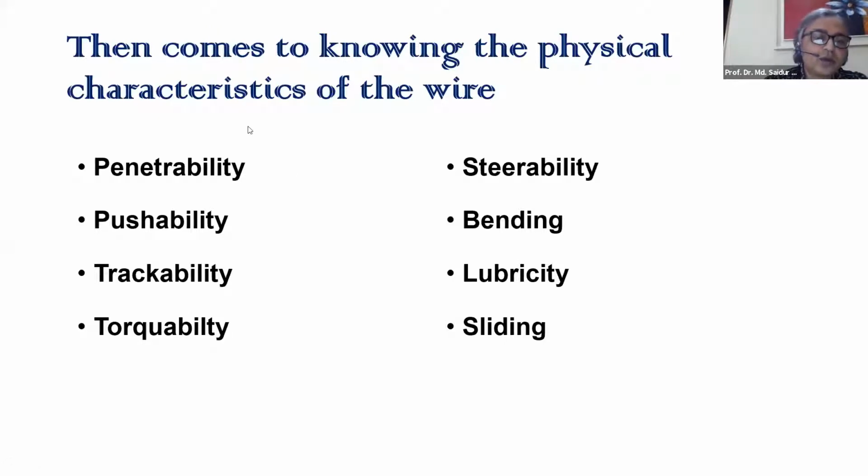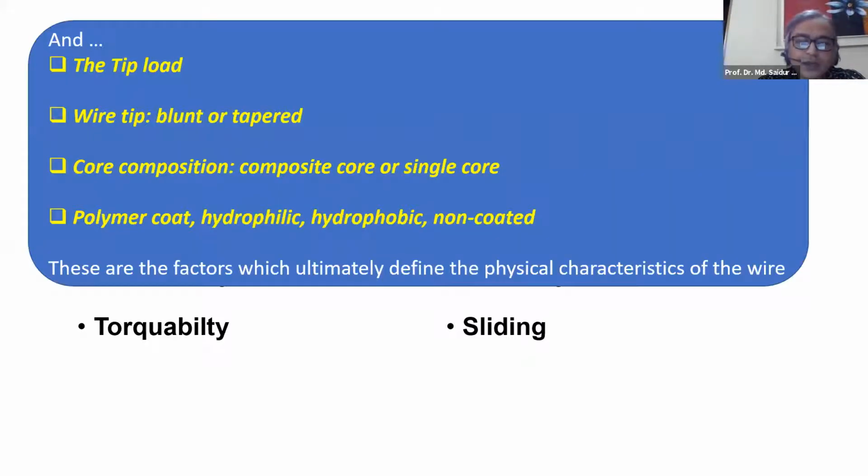You know that all the wires have these qualities, and the companies are trying their best to make different types of wires to give us the confidence about which wire can do what. And especially we have to know the tip load of that wire, whether the tip is blunt or tapered, and the core composition, whether it is a composite core or single core, and whether the wire is polymer coated, hydrophilic or hydrophobic, or non-coated.